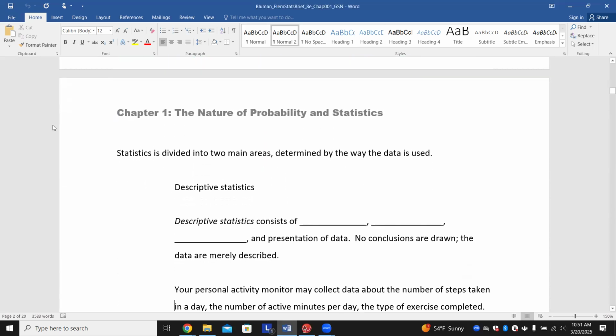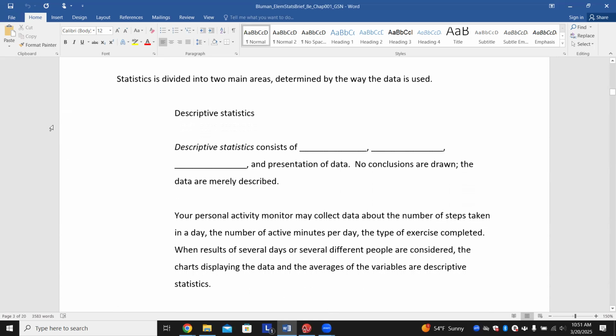And that is, statistics is divided into two main areas, determining the way the data is used. We have first descriptive statistics. This is basically meaning you are describing something. Right? Descriptive statistics describes a situation. So descriptive statistics consist of collection, organization, summarization, and presentation of data. No conclusions are drawn. The data are merely described.